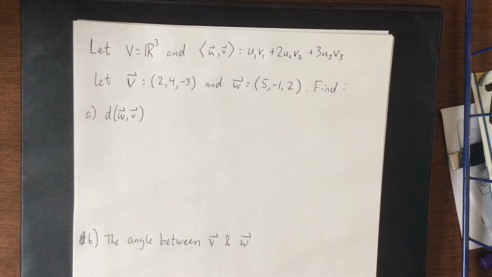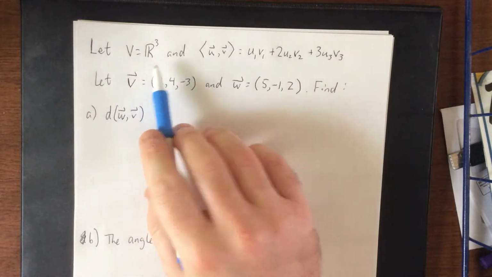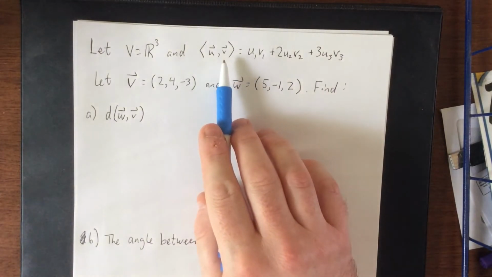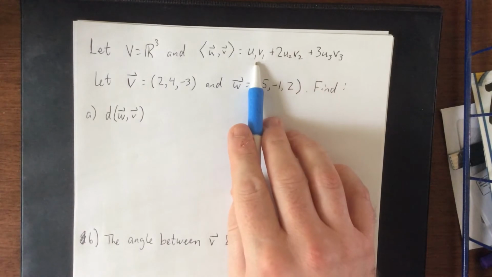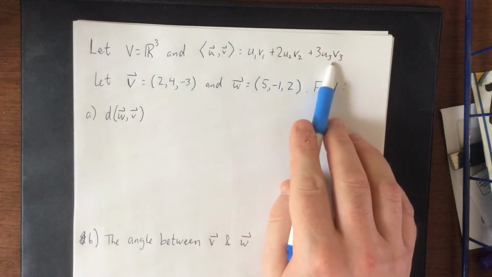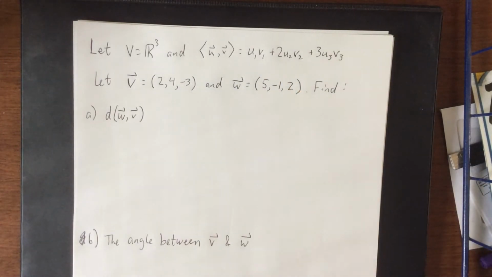Alright, in this one we're going to try out a non-standard inner product on vector space R3. On R3 we're going to define the inner product of two vectors to be the sum of the product of their first components plus 2 times the product of their second components plus 3 times the product of their third components. This is an inner product. It does satisfy all of the axioms. However, we're not going to be proving that here.